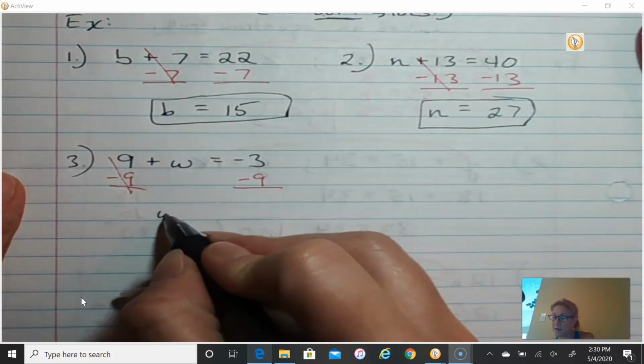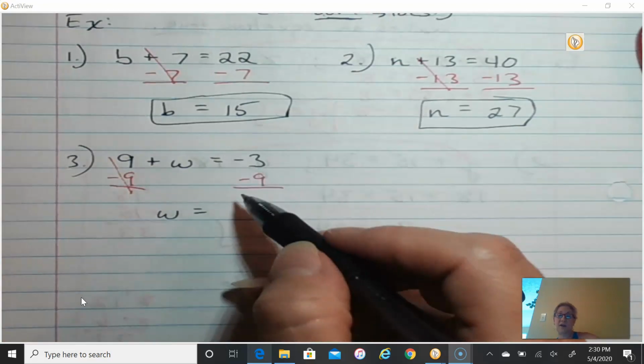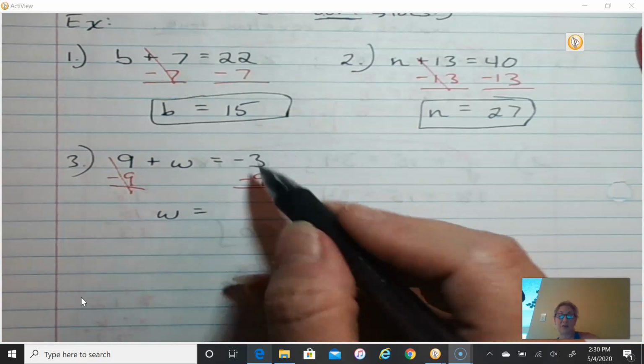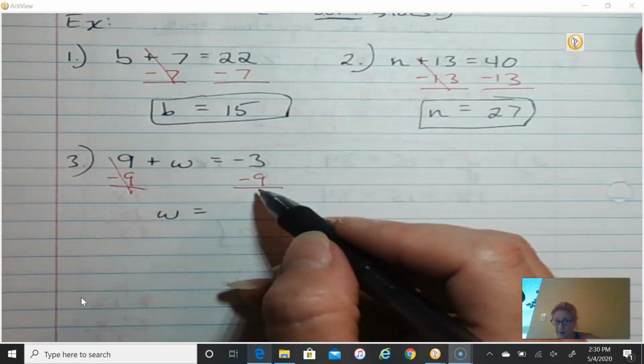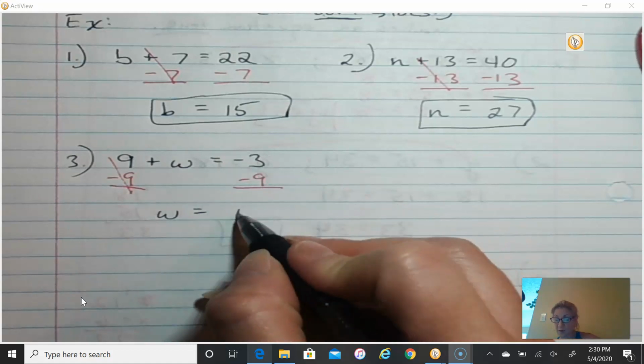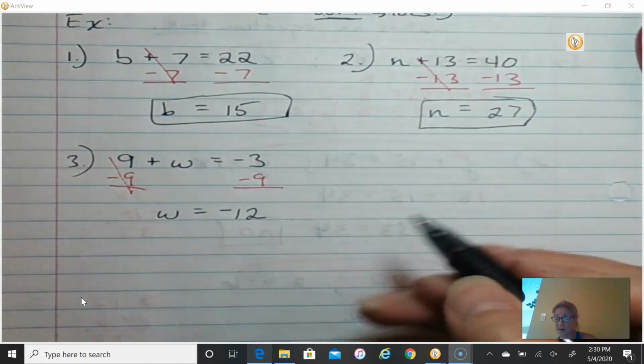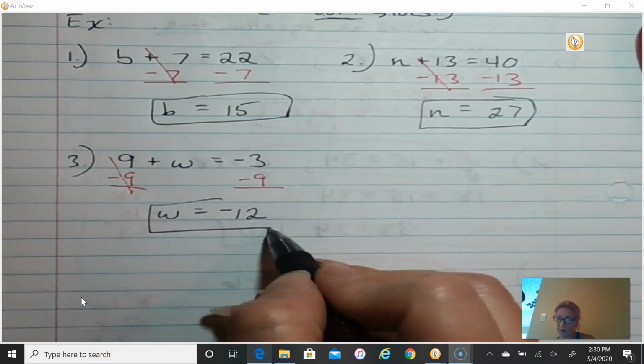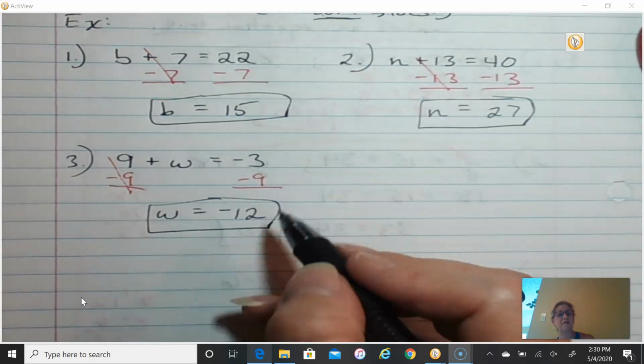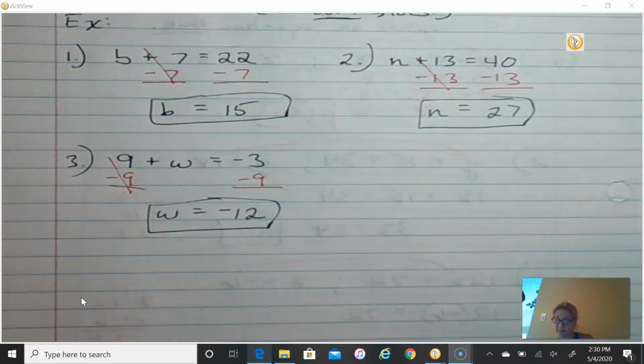And I get w equals negative and a negative. When we're adding and subtracting, you add. So 3 and 9 is 12, and you keep the sign, so -12. -3 plus -9 is -12.